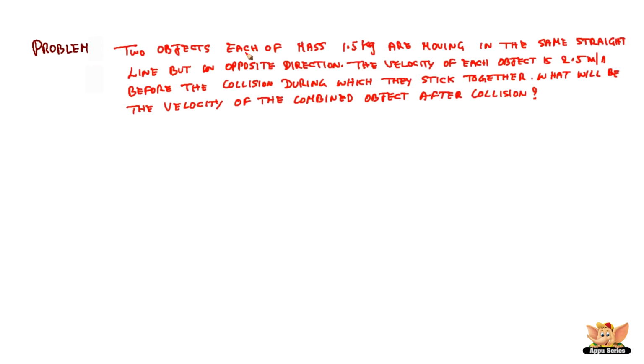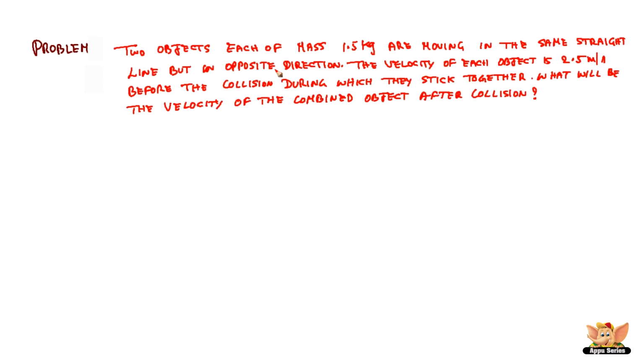Two objects, each of mass 1.5 kg, are moving in the same straight line but in opposite directions. The velocity of each object is 2.5 meters per second before the collision, during which they stick together. What will be the velocity of the combined object after collision?